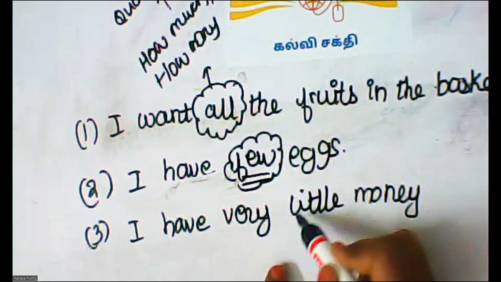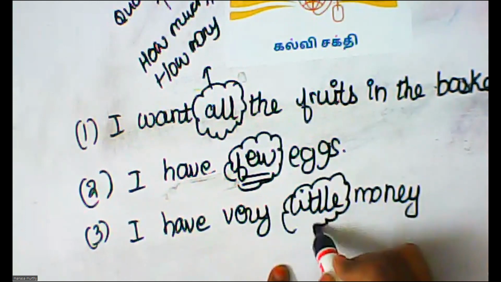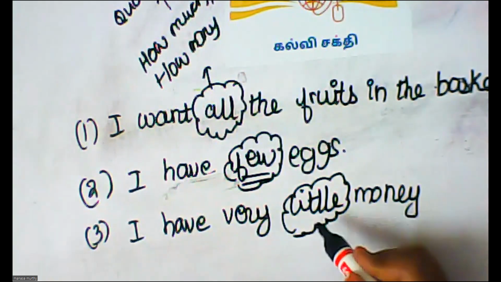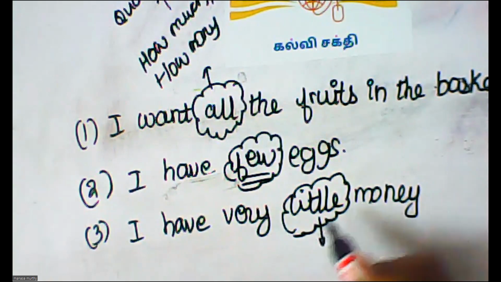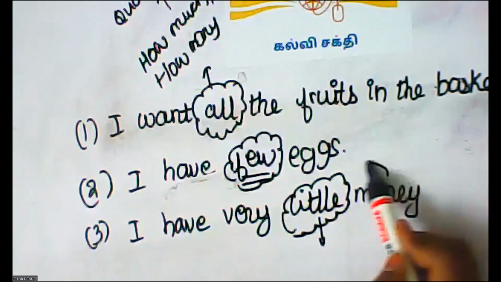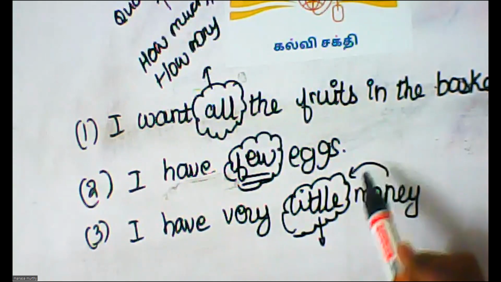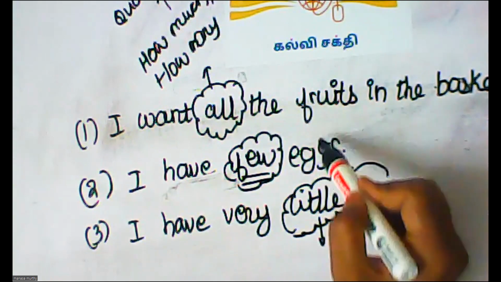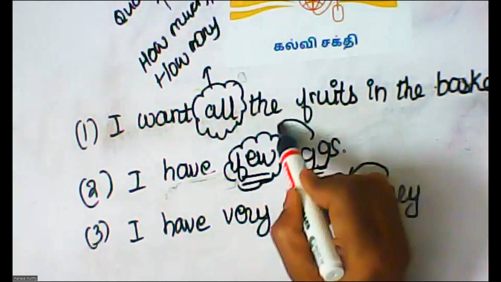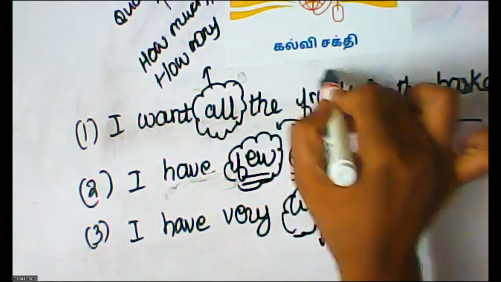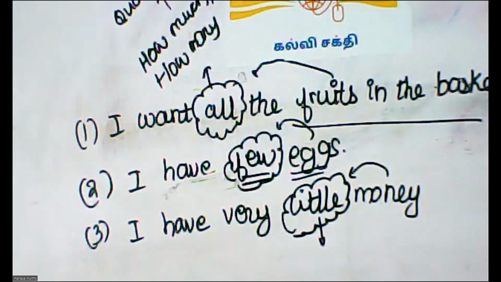I have very little money. Can we say I have many money, I have any money? When we say I have only a little money, this word turns out to be a suitable word. So this is a determiner. It is used before the noun. We said a determiner is used before a noun or noun phrase. So all these are nouns. Before the noun we are using this quantifier. Noun phrase: fruits in the basket. I want all the fruits which are in the basket.